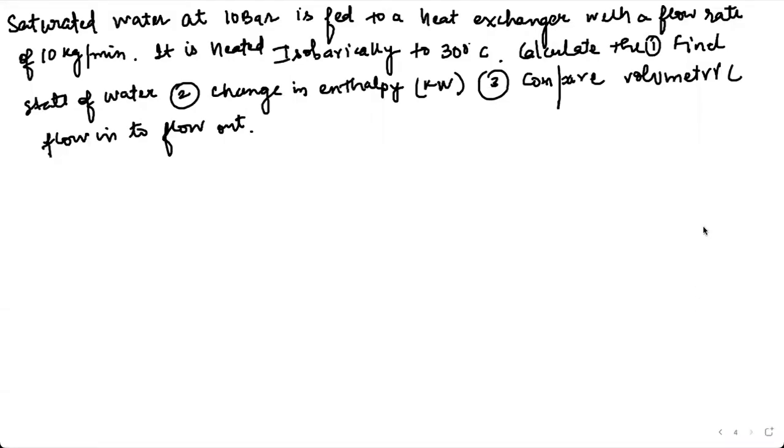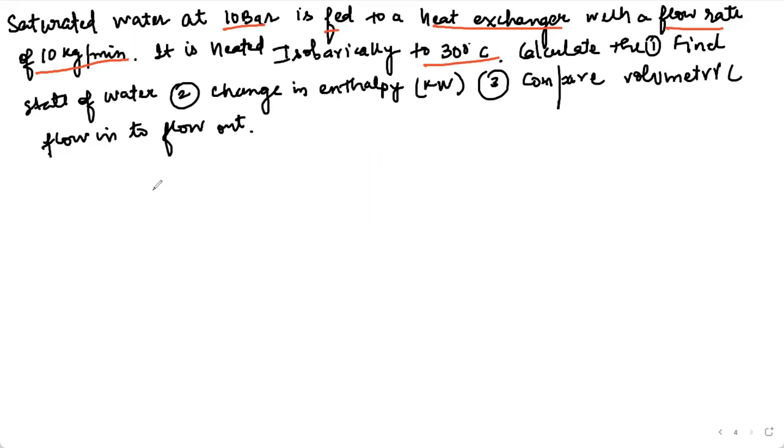So today we will be solving our second question in our series on the application of the first law of thermodynamics, with the subtopic steam turbines. This question states that saturated water at 10 bars is fed to a heat exchanger with a flow rate of 10 kg per minute. It is heated isobarically to 300 degrees Celsius. Calculate the final state of water, the change in enthalpy, and compare the volumetric flow rate in and flow out.